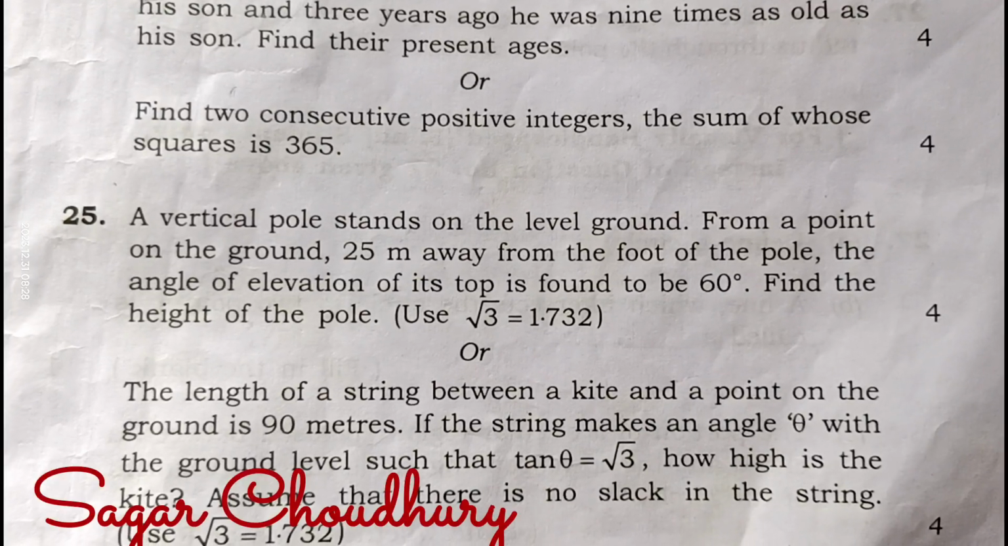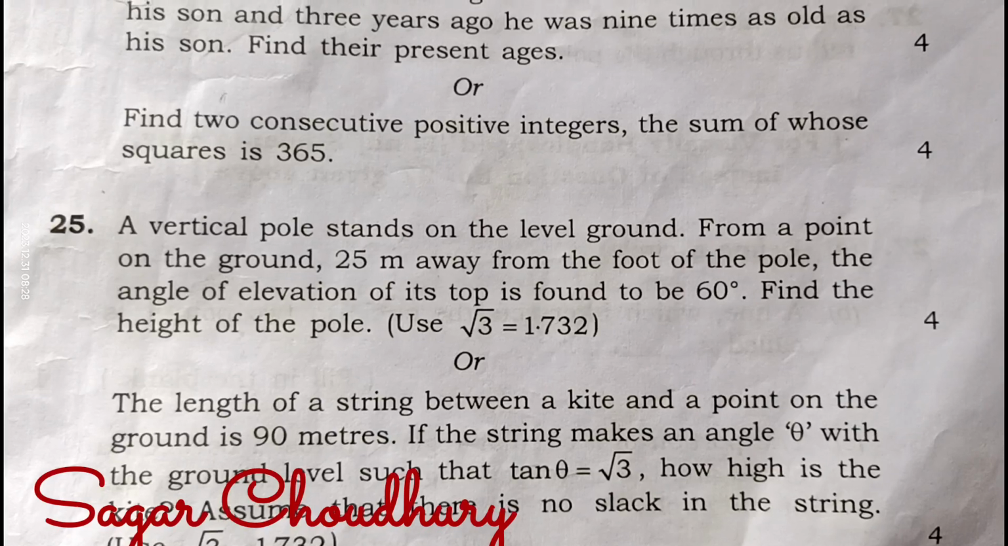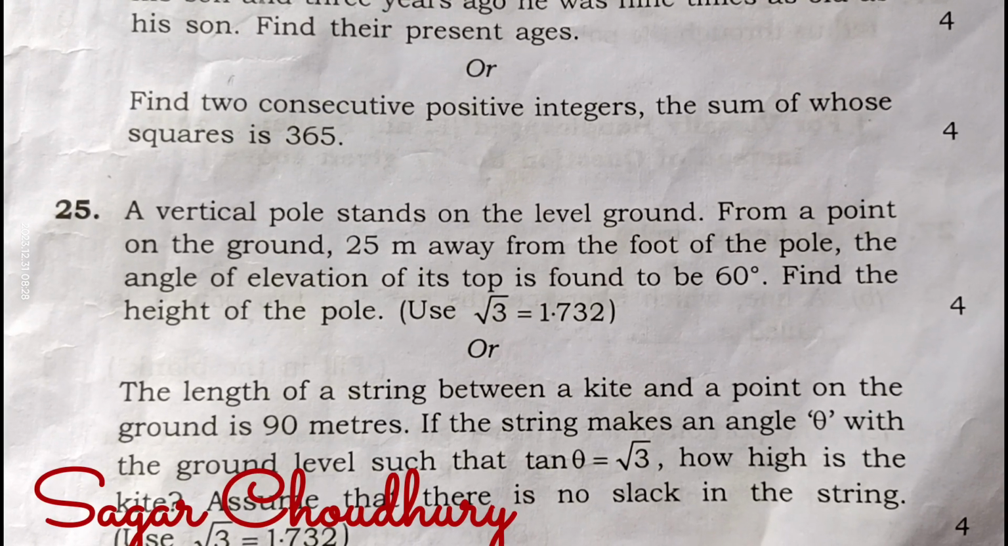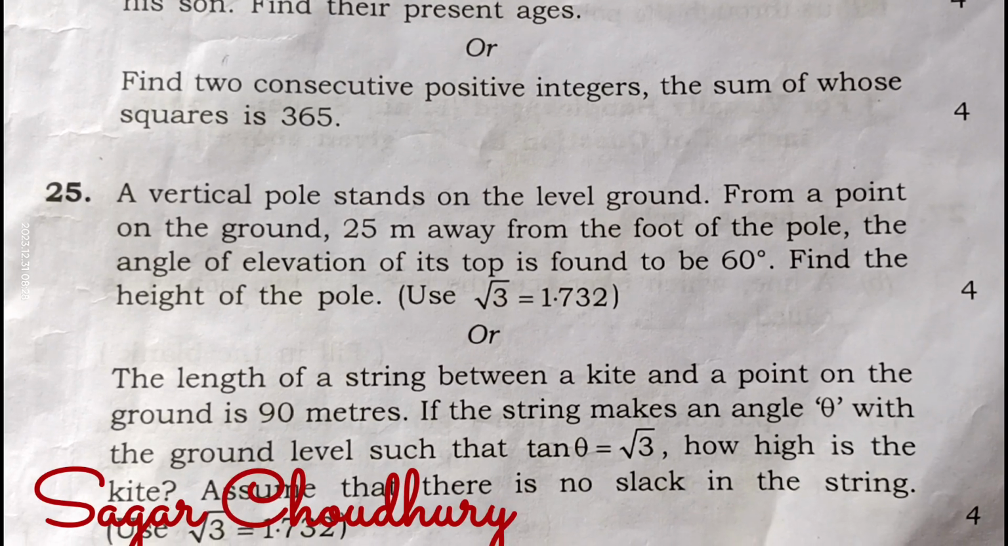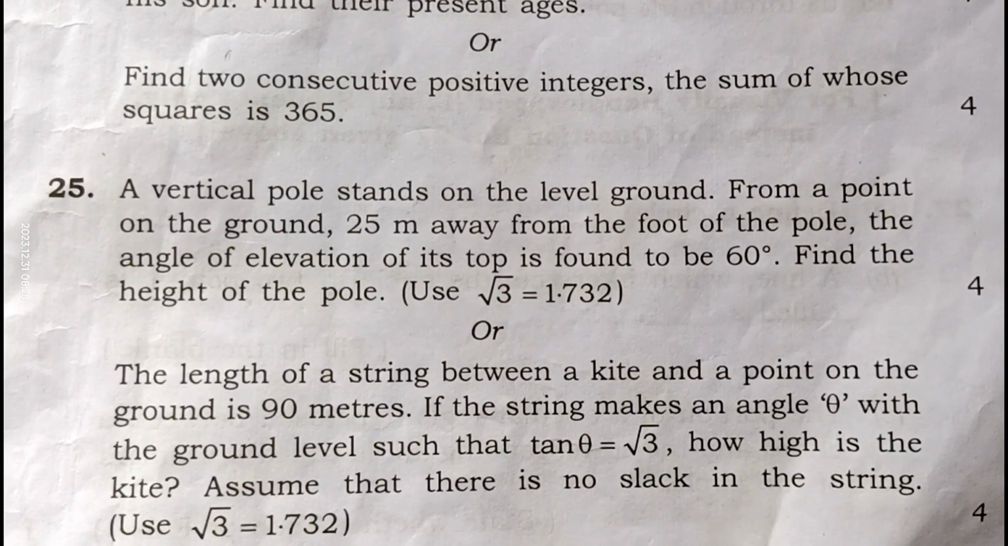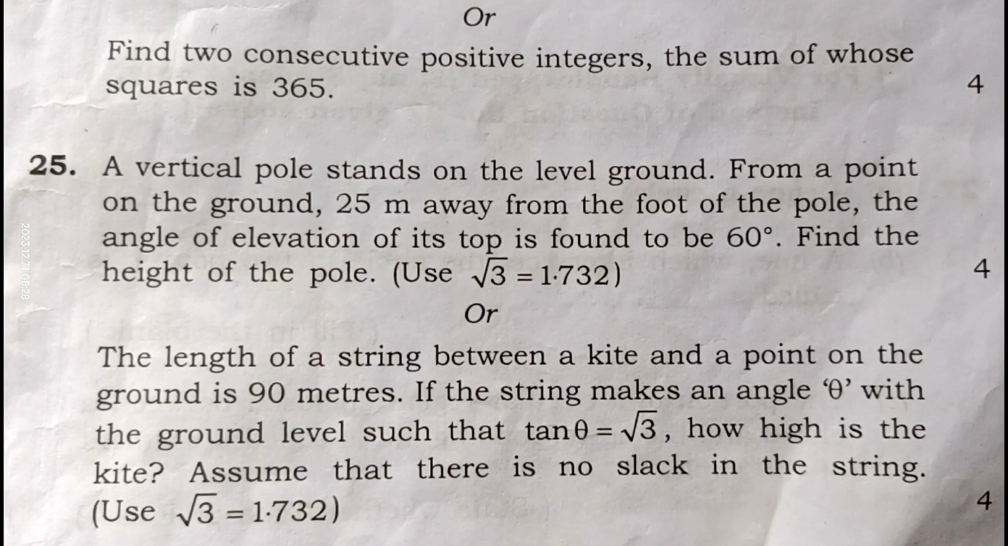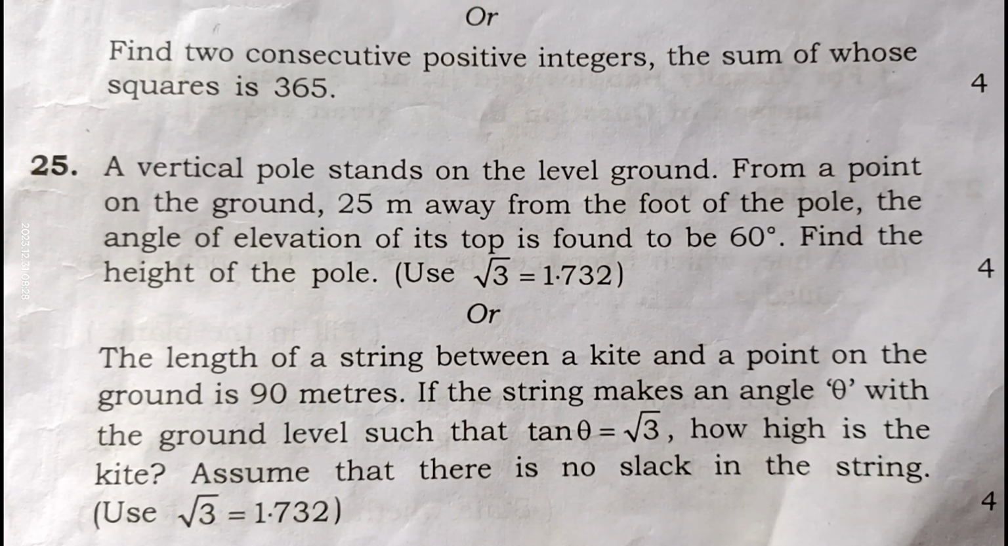Question number 25, first part. It is given that a vertical pole stands on the level ground. From a point on the ground 25 meter away from the foot of the pole, the angle of elevation of its top is found to be 60 degree. Find the height of the pole. Here we have to use root 3 as 1.732.